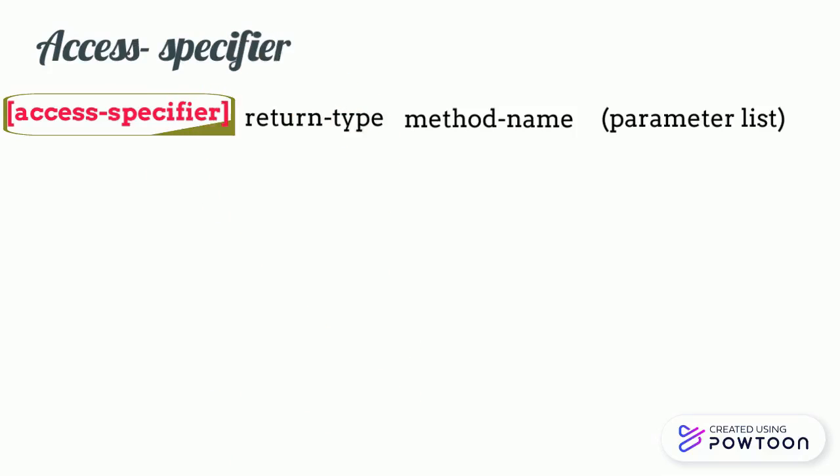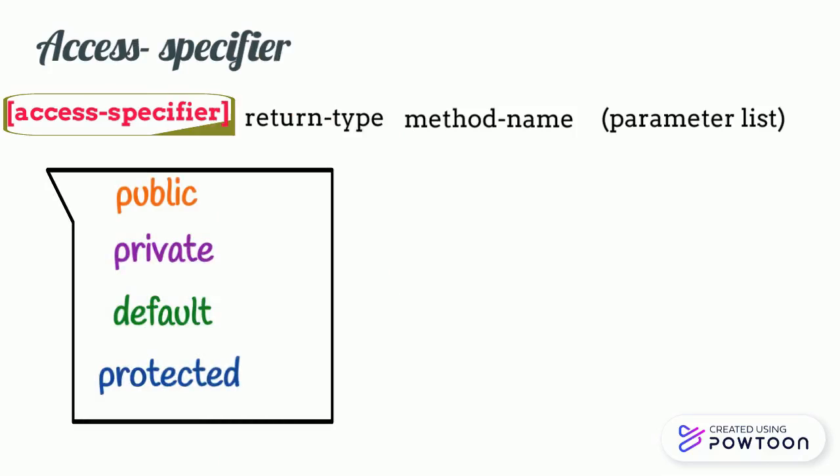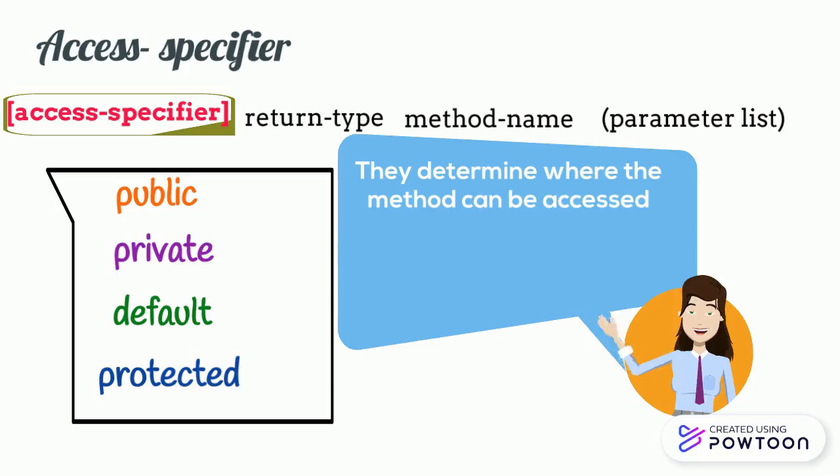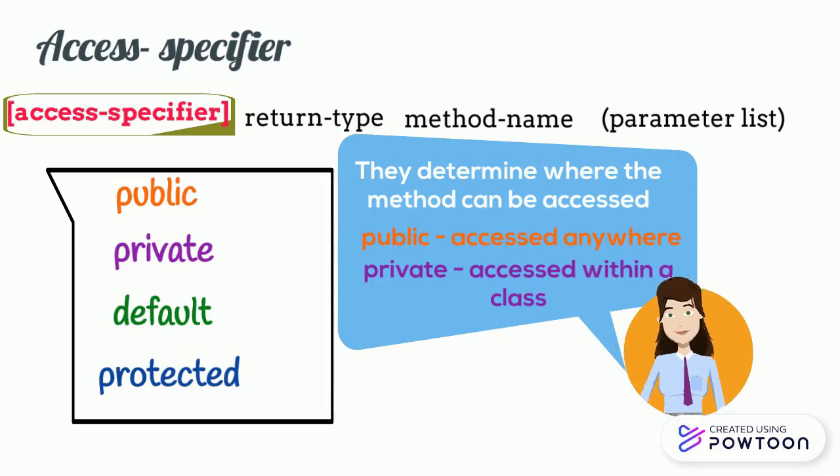The access specifier. Access specifier can have one of the four values: public, private, default, and protected. They determine where the method can be accessed. Public means it can be accessed anywhere. Private means it can be only accessed within the class in which it is being defined. We won't be looking at default and protected for now.